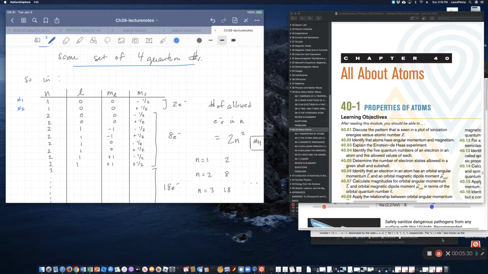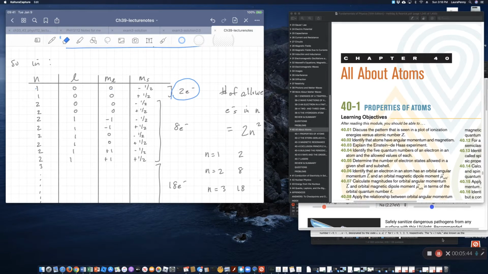And they don't share all four. There's something different: that fourth number is different. And so there are two allowed electrons in the n equals 1 state. In the n equals 2 state, now we've got n equals 2.